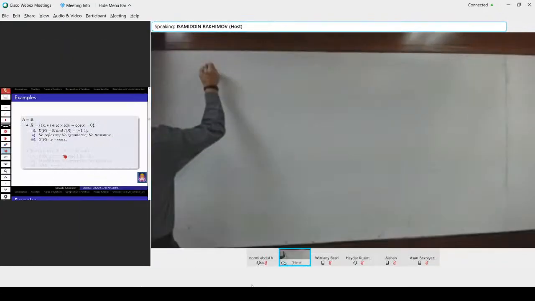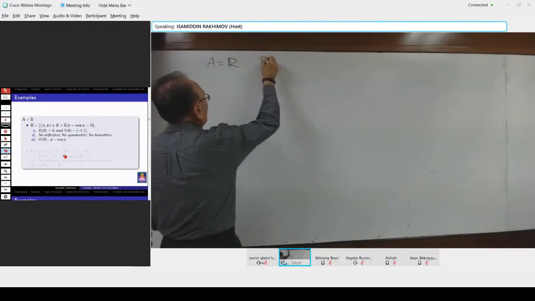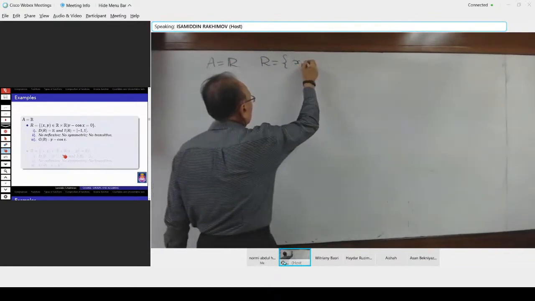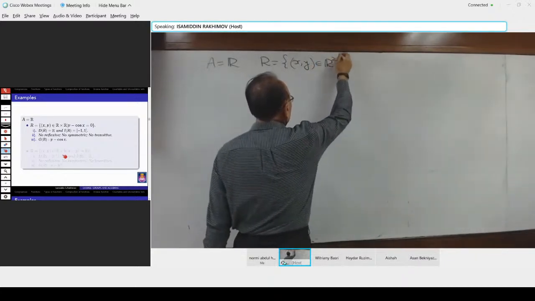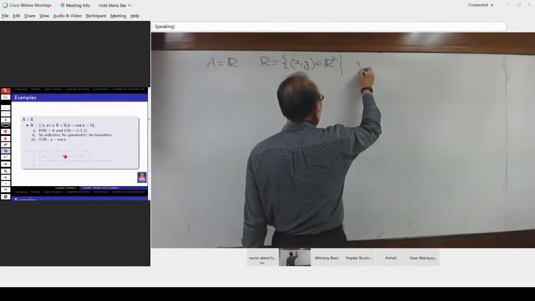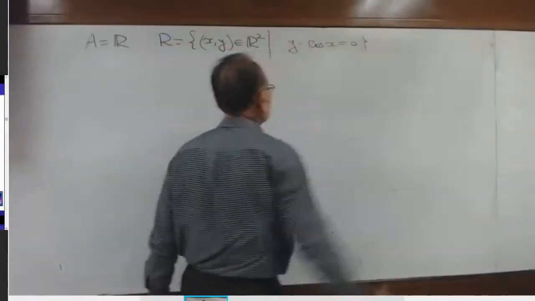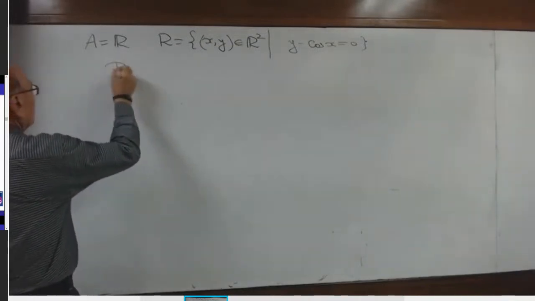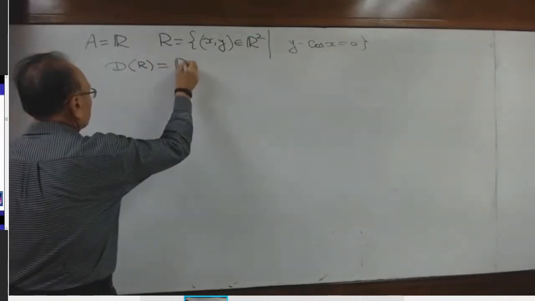You have A equals R, and your relation R is given as pairs (x, y) from R squared, where the relation is given as y minus cosine x is 0. Now, first of all, the domain. The domain is R.